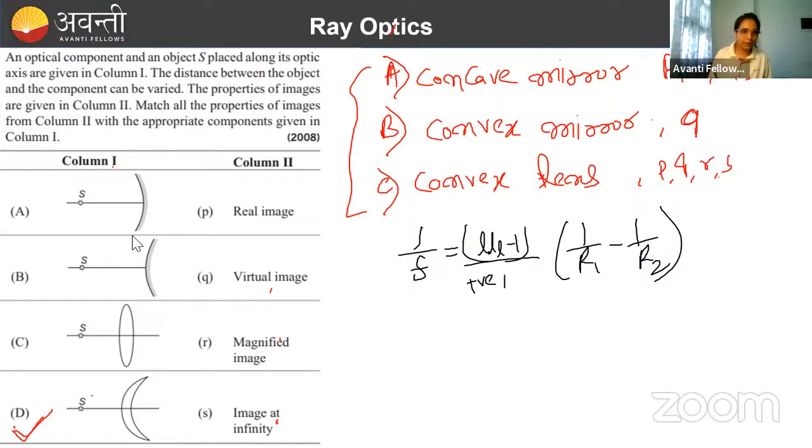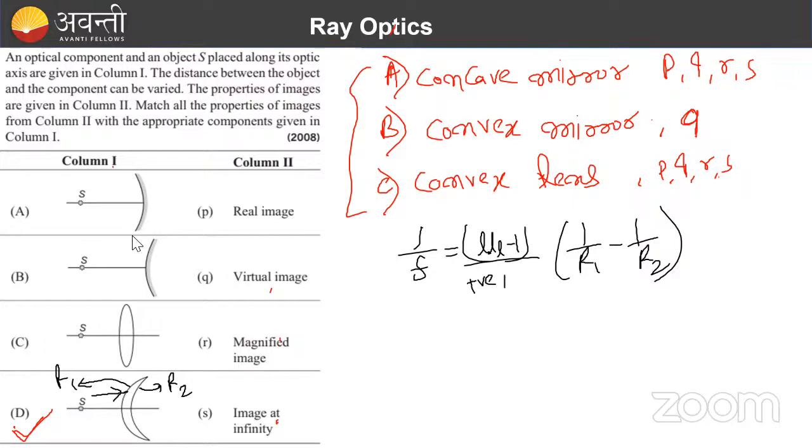So if I allow light to fall on it, this will be taken as R1 and this will be taken as R2. Done. So which one is more curved, R1 or R2? R1. Clearly, looking at the diagram, you can see R1 is more curved. So if R1 is more curved, what will happen? Its radius of curvature will be what? Less. Done.